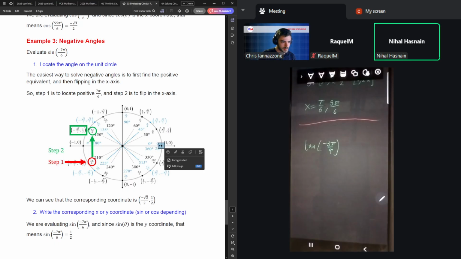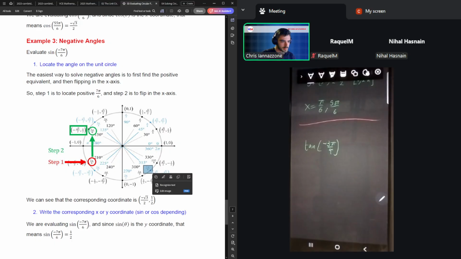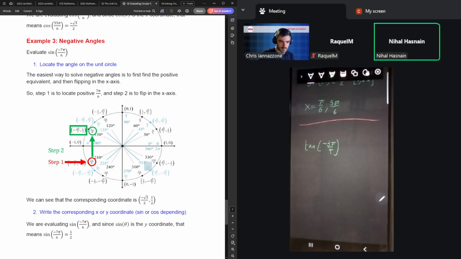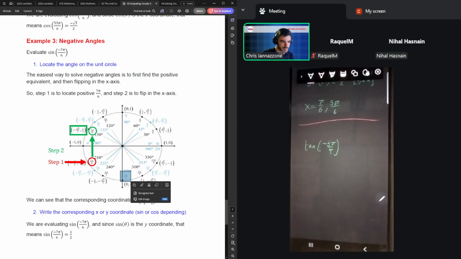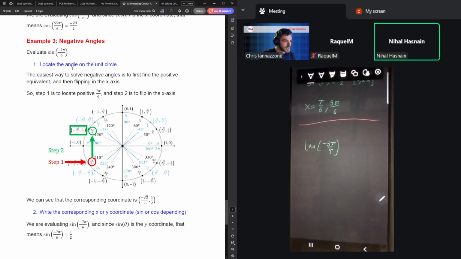Negative pi over 4. From negative pi over 4, you're counting pi over 4s. So negative 1 pi over 4, negative 2 pi over 4, negative 3 pi over 4. Like that? Yeah, that's totally fine. It's a relatively shallow angle, and so you can very easily count that out, no worries. When you start having bigger stuff, that can be a bit more complicated.